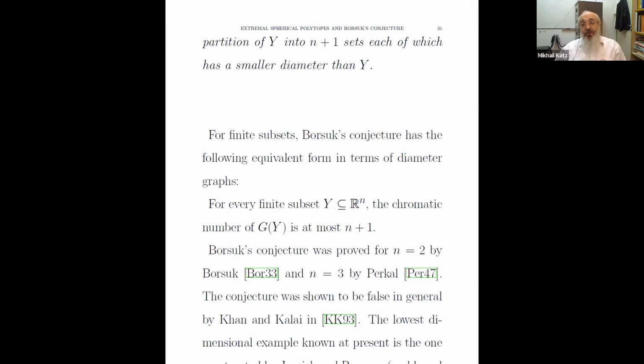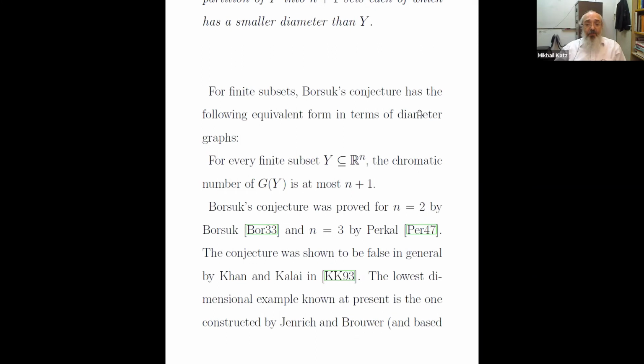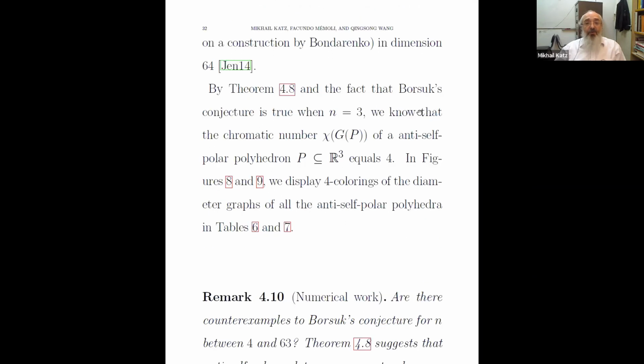And Borsuk's conjecture, of course, was proved in dimensions 2 and 3. And then Kahn and Kalai found counterexamples in higher dimensions. And then Jenrich and Brouwer, based on a construction of Bondarenko, found examples in lower dimensions and brought the dimension down to 64. So for dimensions between 4 and 63, Borsuk's conjecture is still open. So at some point I'm going to have to cut to the chase.